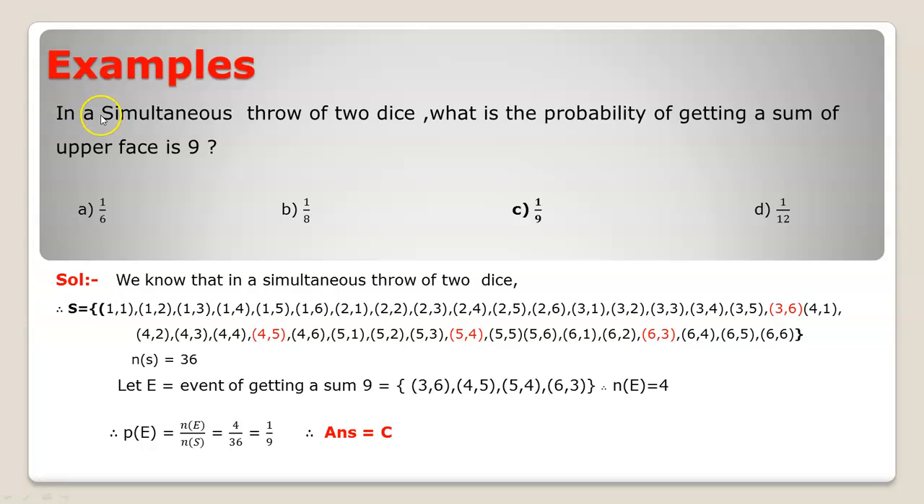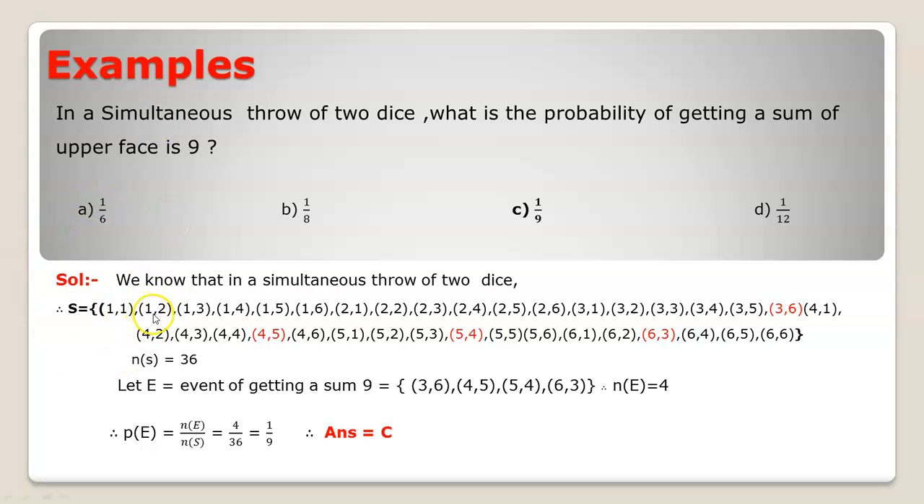Next, in a simultaneous throw of 2 dice, what is the probability of getting a sum of upper faces equal to 9? Again, there are 4 options given here. Let us see the solution. We know that in a simultaneous throw of 2 dice, the sample space is a pair of dice, and the outputs are (1,1), (1,2) and so on. It means the first 1 denotes the output of the first dice, and the second one denotes the output of the second dice.